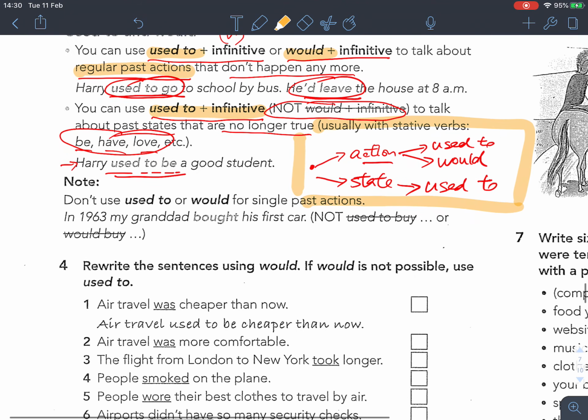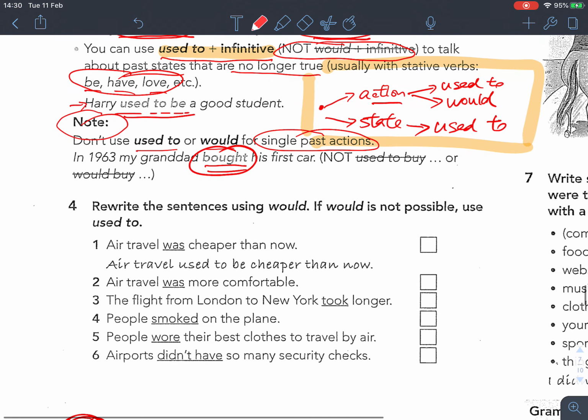And then let's take a look here. Don't use used to or would for single past actions. So what does it mean? If that action only happened once in the past, okay, once in the past, then we cannot use used to or would. So which tense do we use then? We can just use the simple past. All right, for example, this sentence, in 1963, my granddad bought his first car. So it happened only once. Okay, so we use simple past here. Okay, is that clear? Okay, good.